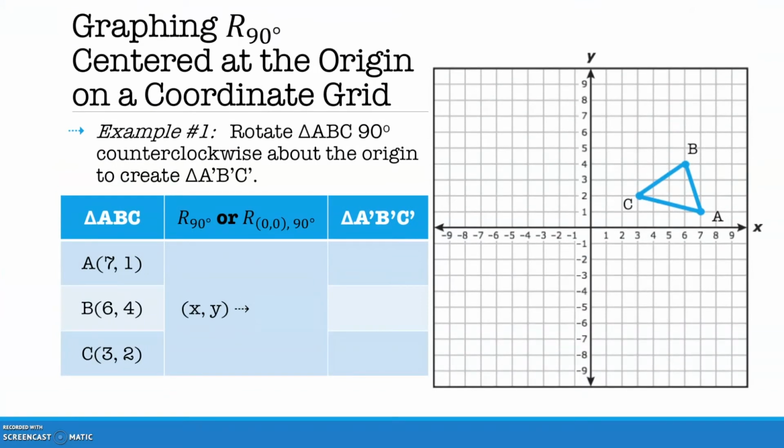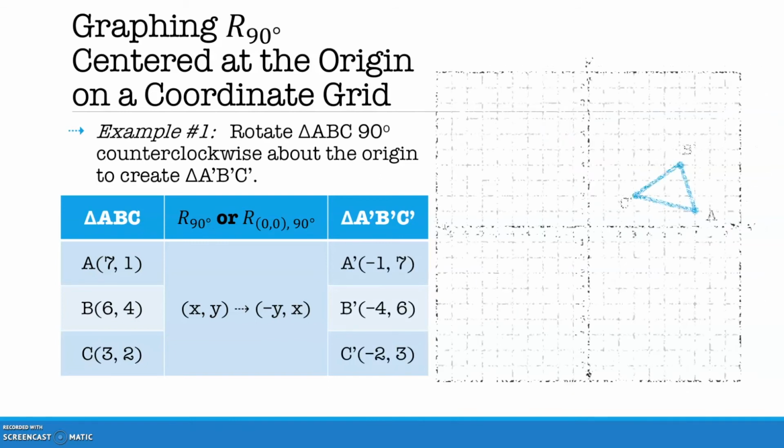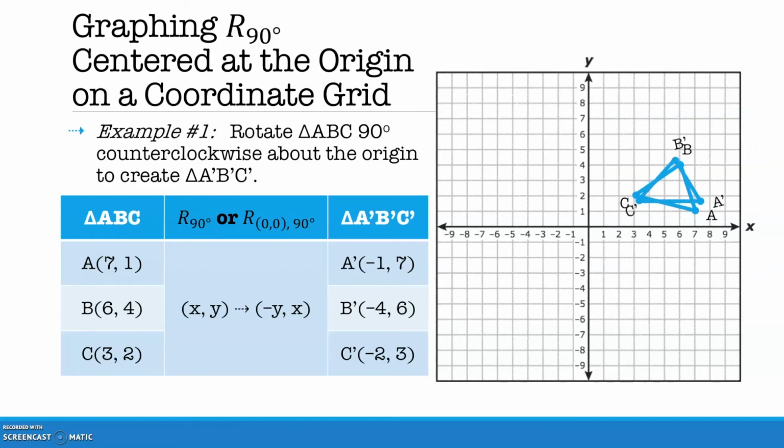Now let's graph a rotation of 90 degrees centered at the origin. So if we were to rotate it, which is what we just discussed, the coordinate points would flip and the y values would negate. If we were to graph this and see both images side by side, you would have A, B, and C, your original image in the first quadrant, and triangle A'B'C' in the second.